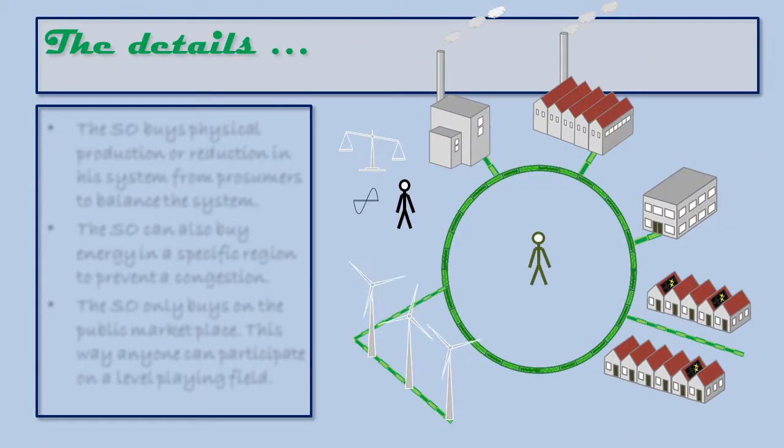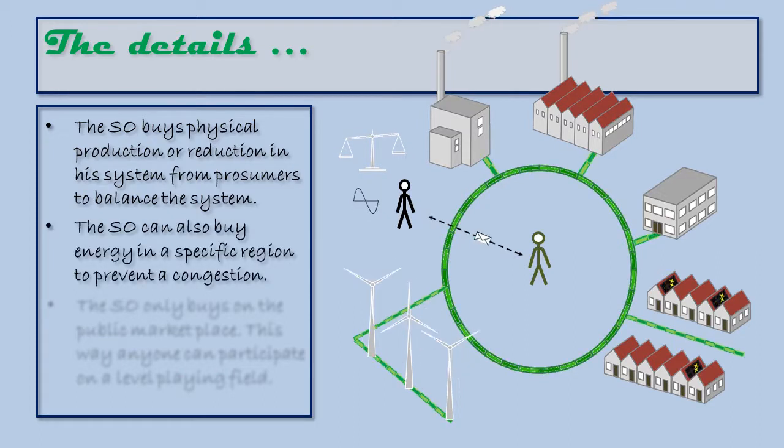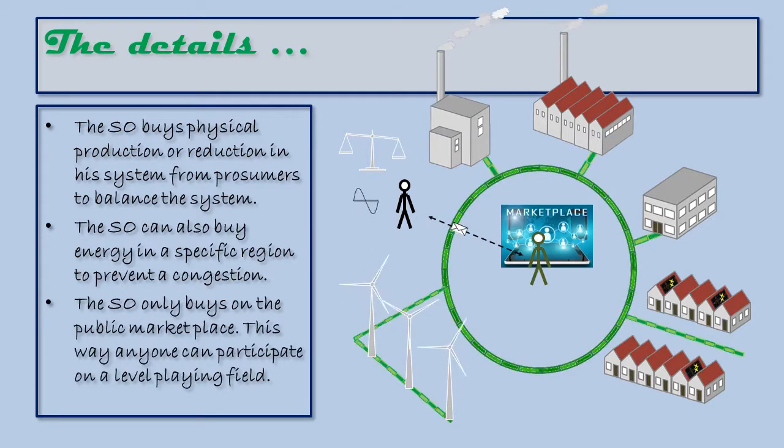The details. The system operator buys physical production or reduction in his system from prosumers to balance the system. The system operator can also buy energy in a specific region to prevent congestion. The system operator only buys on the public marketplace. This way, anyone can participate on a level playing field.